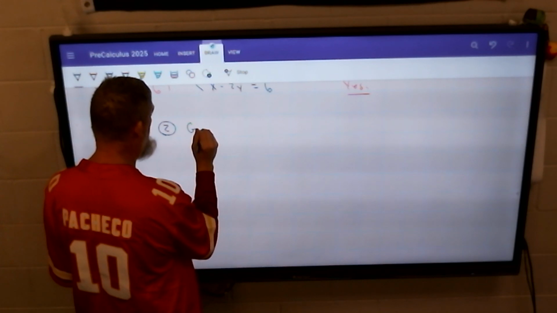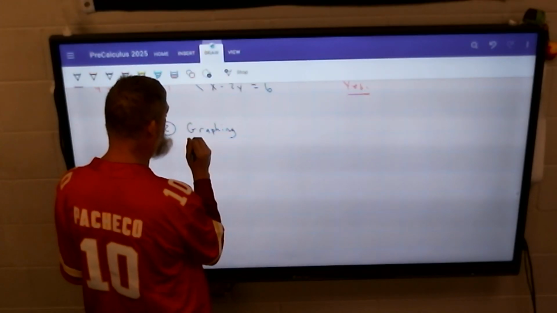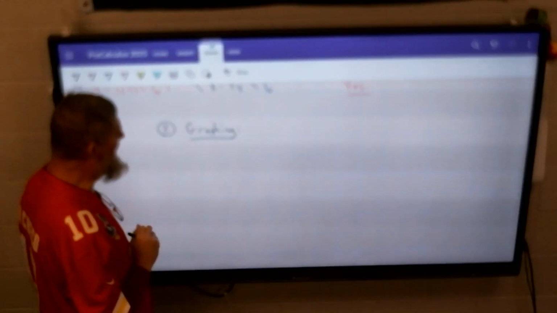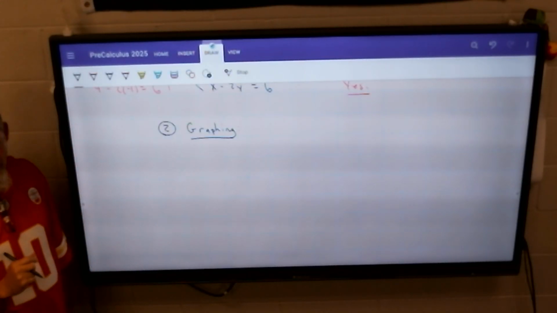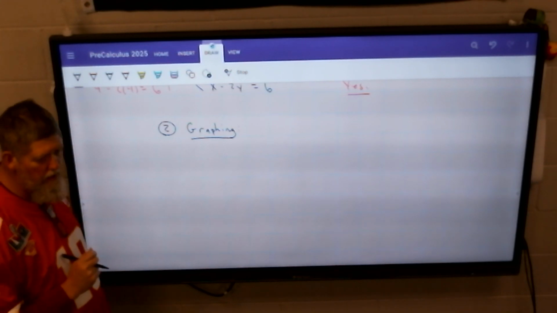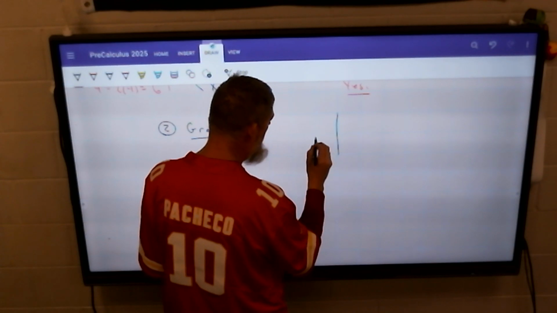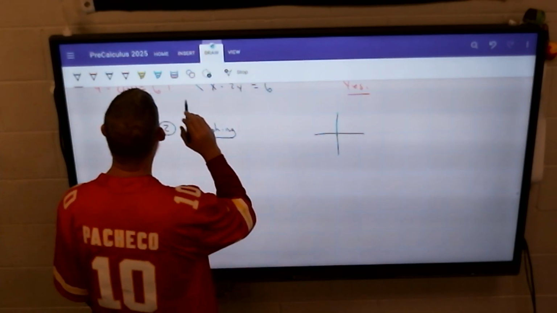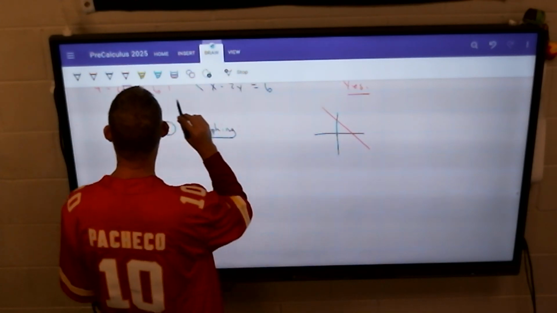So number 2, graphing. Now, this is one thing you did in Algebra 2, you probably did in Algebra 1. I don't like graphing. Can you tell me why graphing isn't necessarily the best? If it has like 10 different equations, it takes a long time. That would be true. Although even with just 2, I don't like it.